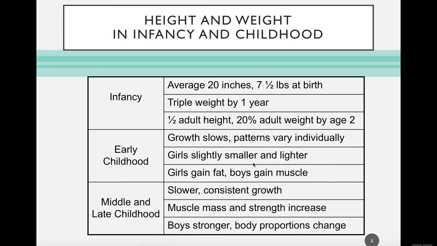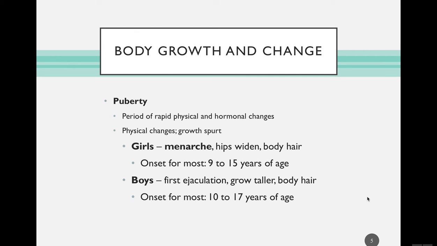And what we see in this table is that height and weight increase very rapidly in infancy. However, growth takes a slower course during the childhood years. So, it slows down during childhood. But then, after slowing through childhood, growth surges again during puberty.